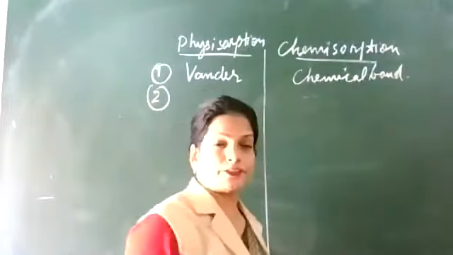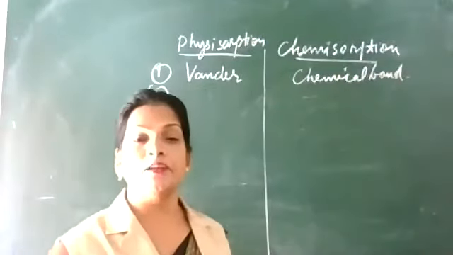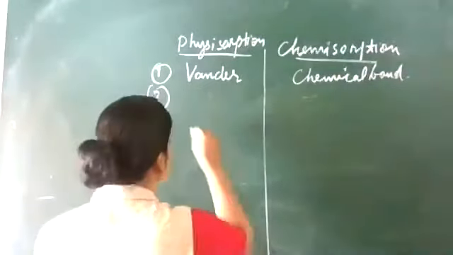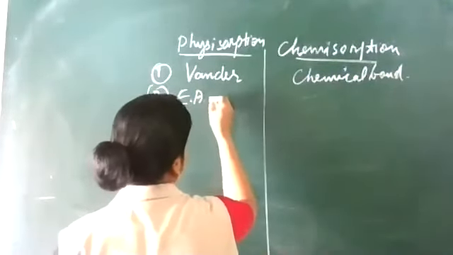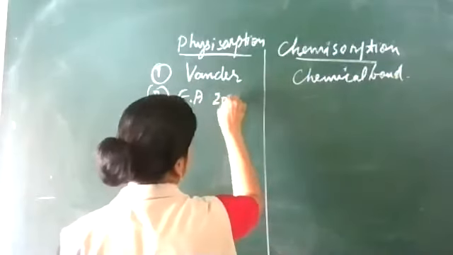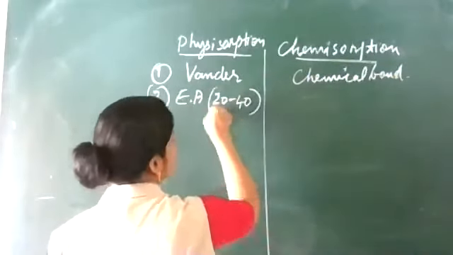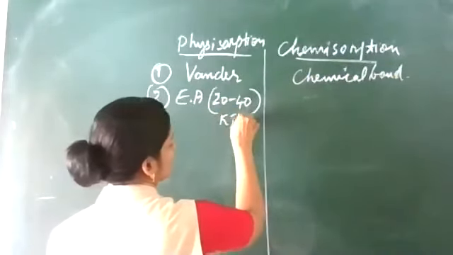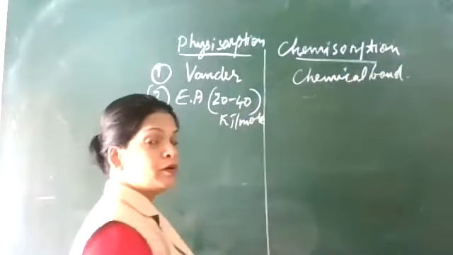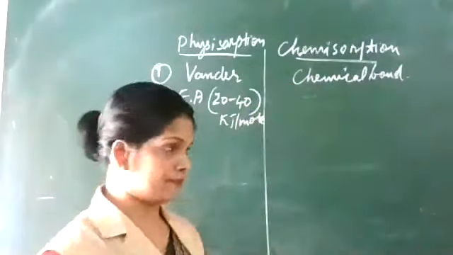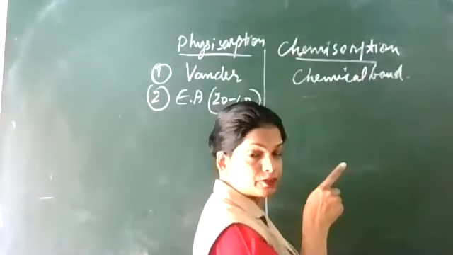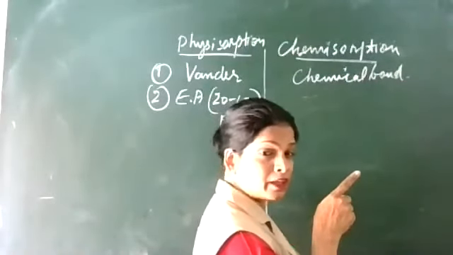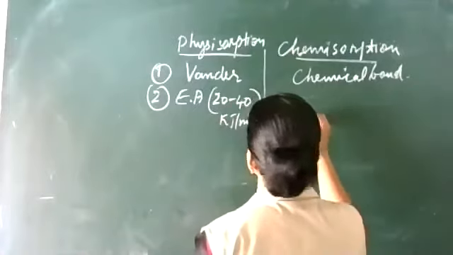In the case of physisorption, the enthalpy of adsorption is very low, 20 to 40 kilojoules per mole. That is the amount of energy released. But in the case of a chemical bond, there is a much greater force of attraction, so a greater amount of energy will be released.